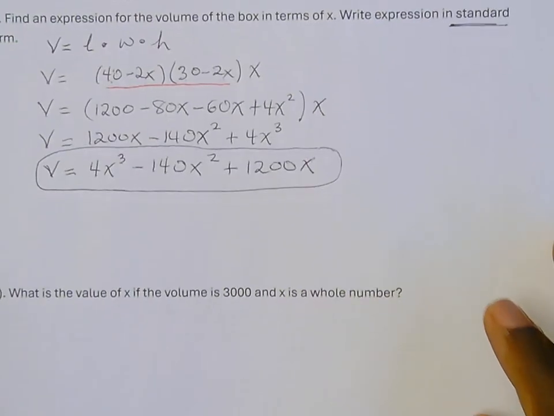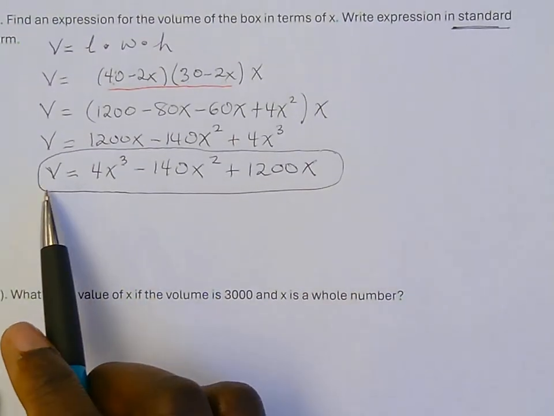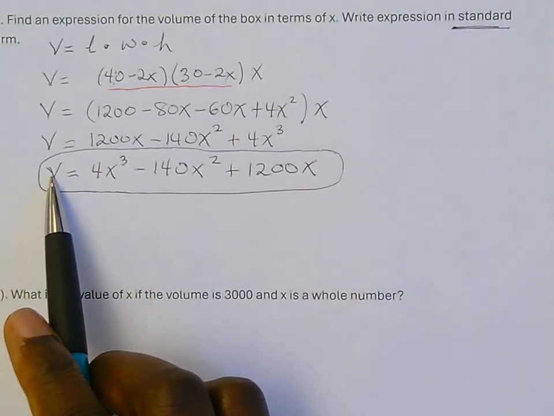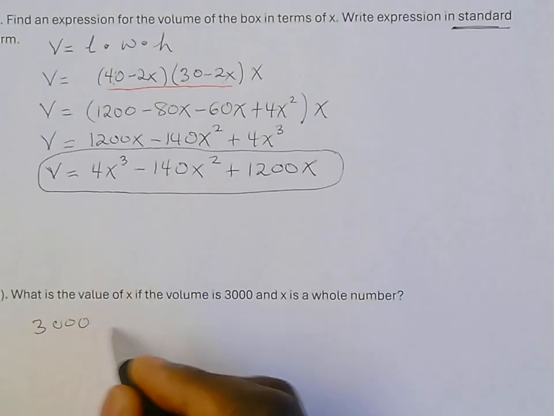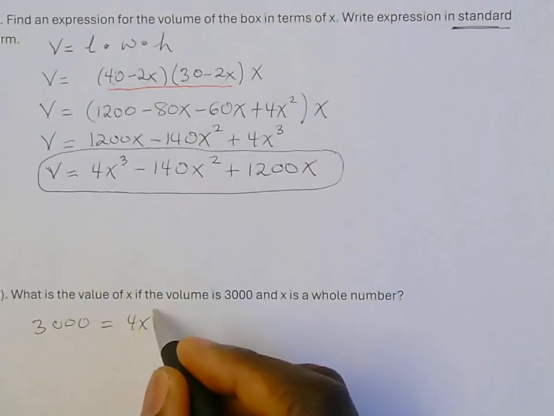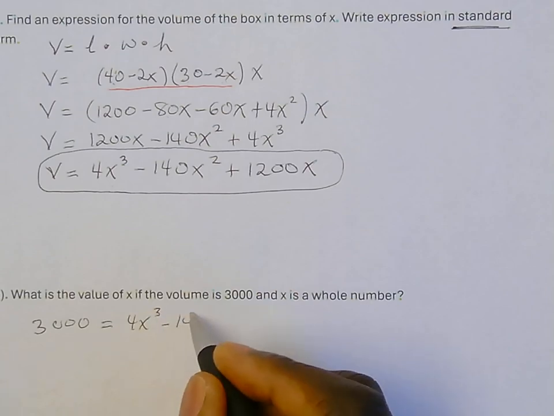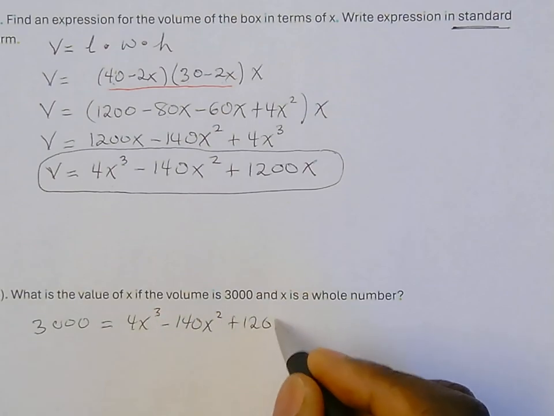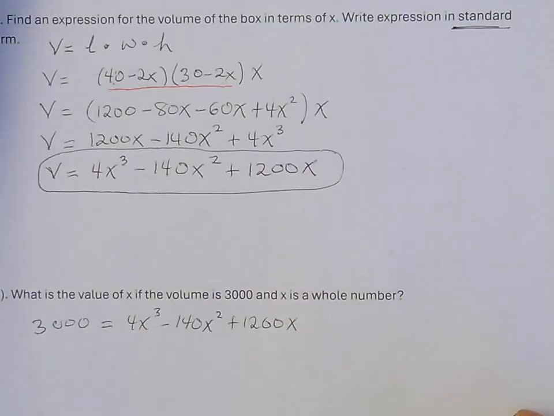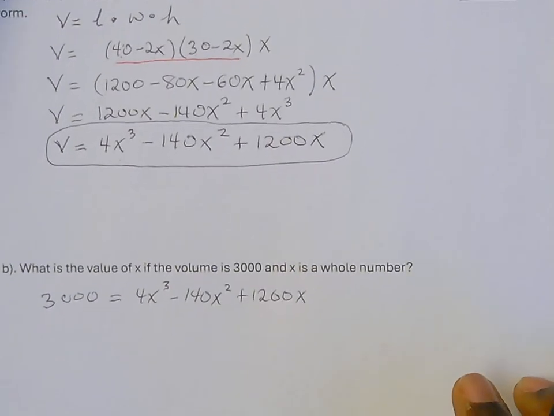So this is what we're going to do. We are going to replace V, which represents the volume, so we're going to have 3000 equals 4x cubed minus 140x squared plus 1200x. So this is going to be the equation we are going to get.